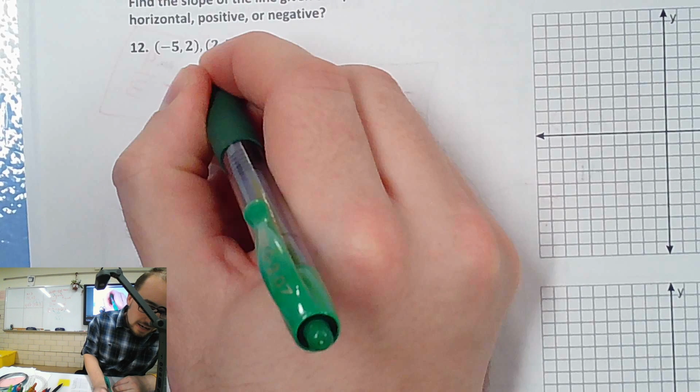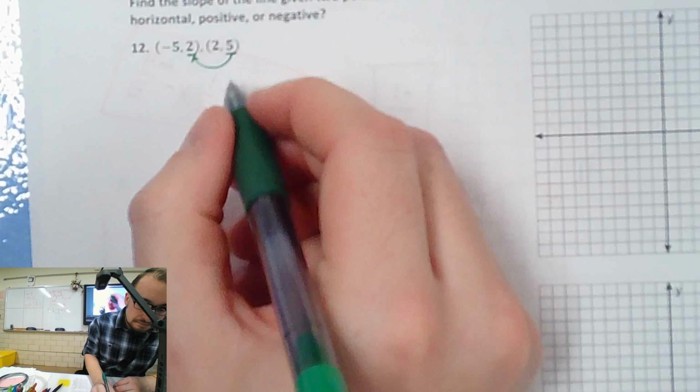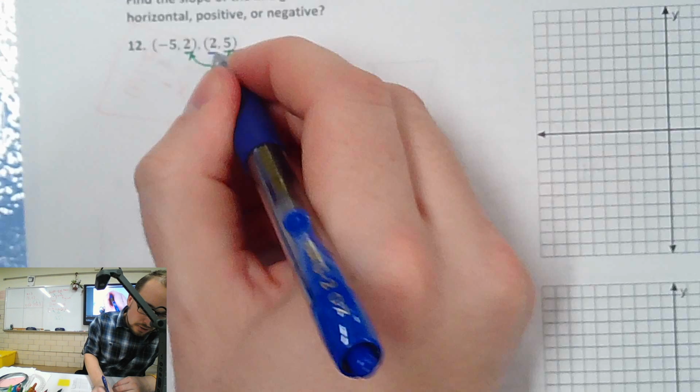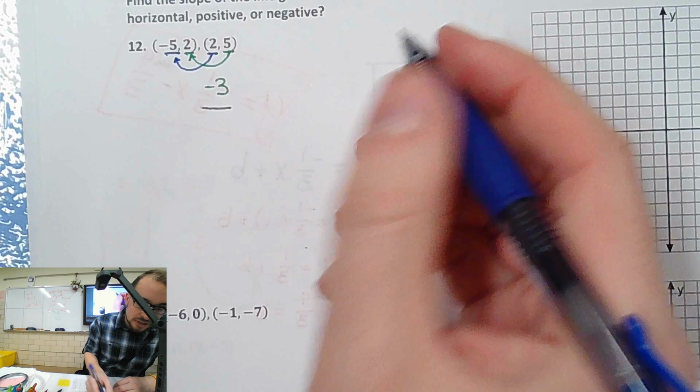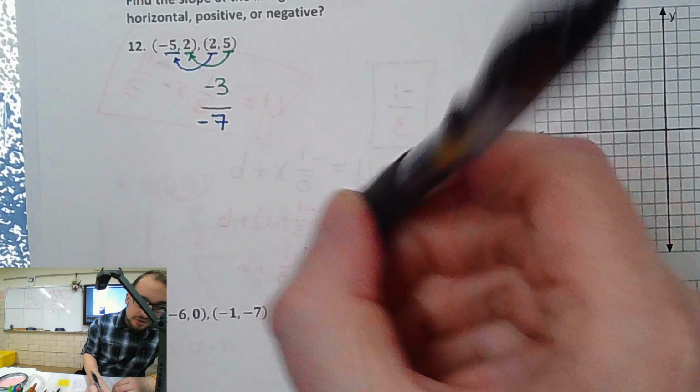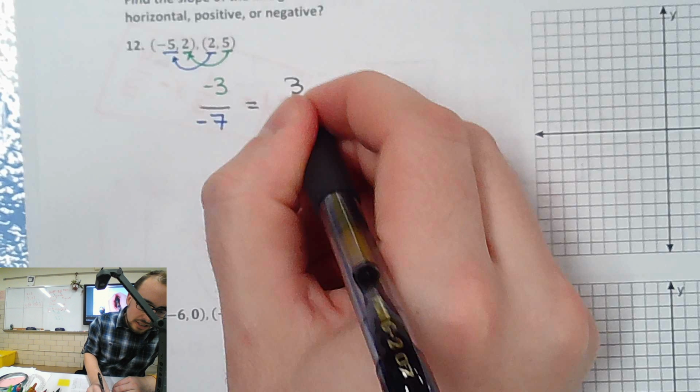I'm going from 5 to 2, so how much did I change vertically? Down 3. I'm going from 2 to -5. How much did I change horizontally? I went left 7, so -7. So in other words, our slope is 3/7.